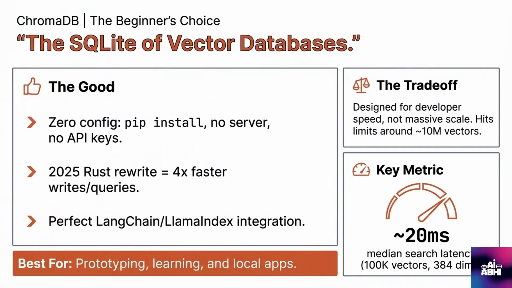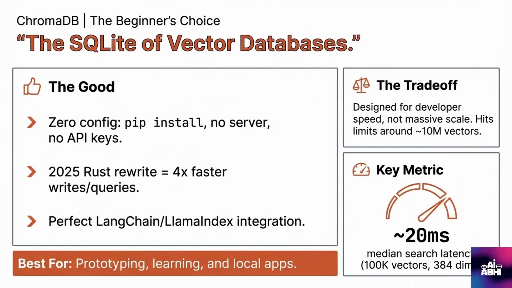So the 2025 Rust rewrite made it significantly faster, about 4x improvement in writes and queries. It has built-in metadata filtering, full text search, and integrates with LangChain and LlamaIndex out of the box. The limitation is scale. Chroma is optimized for developer speed, not production workloads. Under 10 million vectors, it is perfectly fine. Beyond that, teams typically migrate to Qdrant, Pinecone, or Milvus.